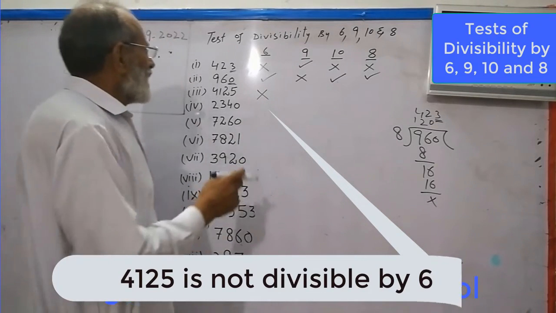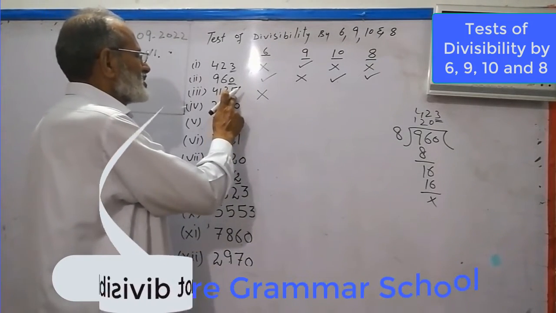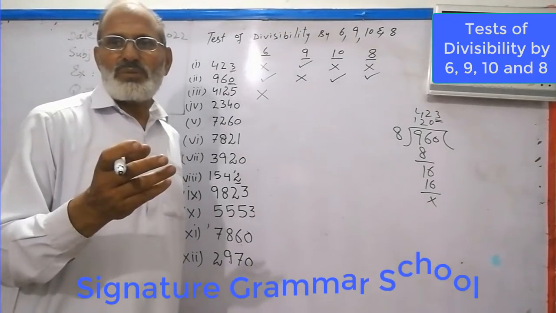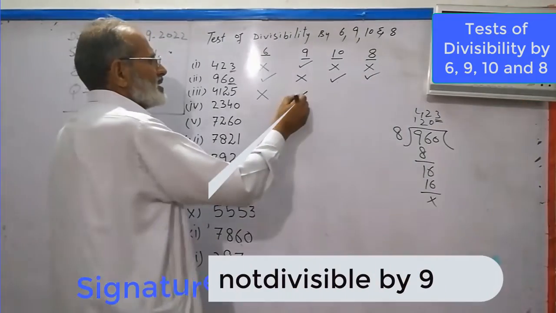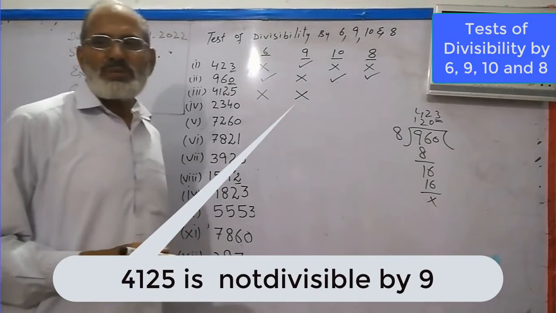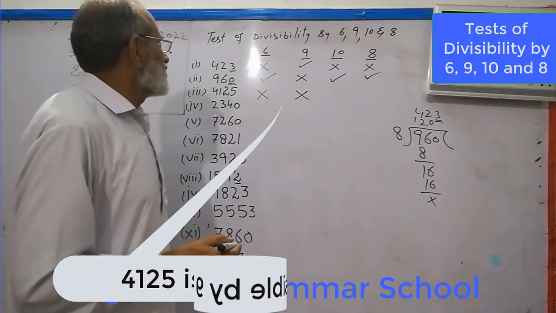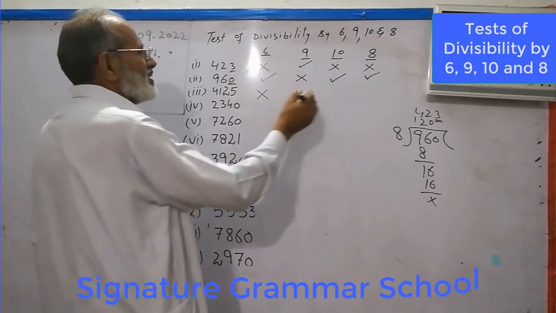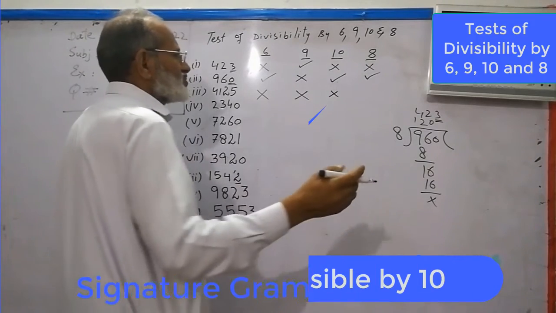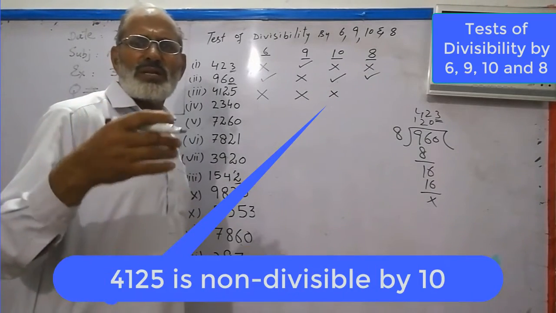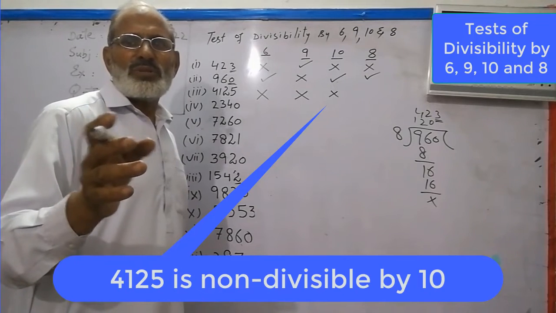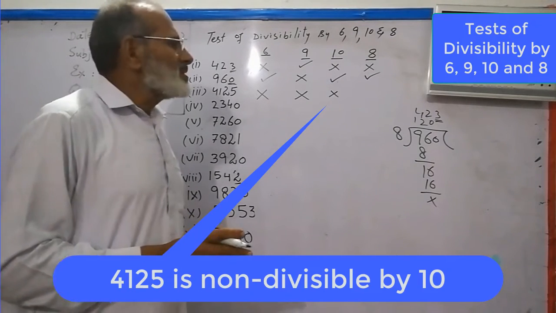For 9, I am taking the sum total of all digits, and when it does not come in the table of 9, therefore this value is non-divisible by 9. And for 10, here is 5. When there is 5, there is no 0. If there is any other digit other than 0, that value is not divisible by 10.